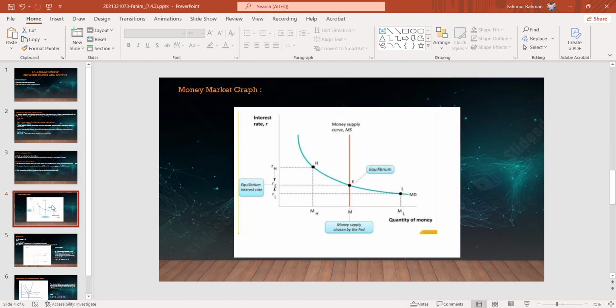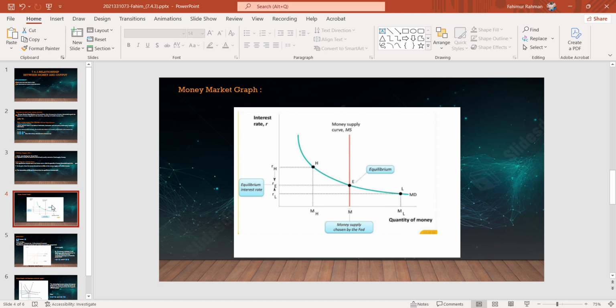After that, we'll see the money market graph. In the money market graph, the y-axis represents the interest rate R and the x-axis represents the quantity of money. RH, RE, RL represent different levels of interest rate, and MH, ML represent different levels of quantity of money. In the above section, we saw that if MD is high, then R is low. If MD is low, R is high.